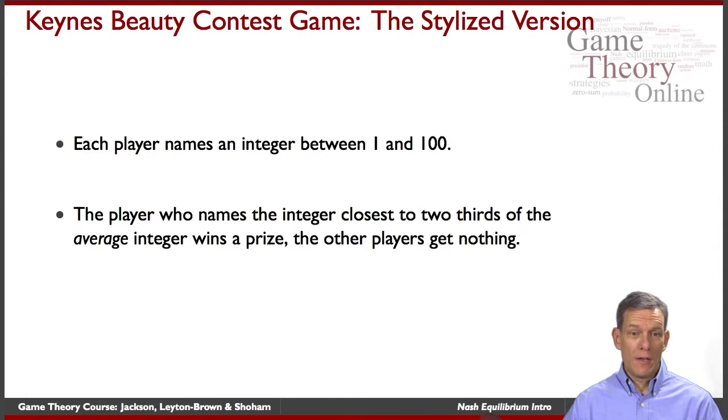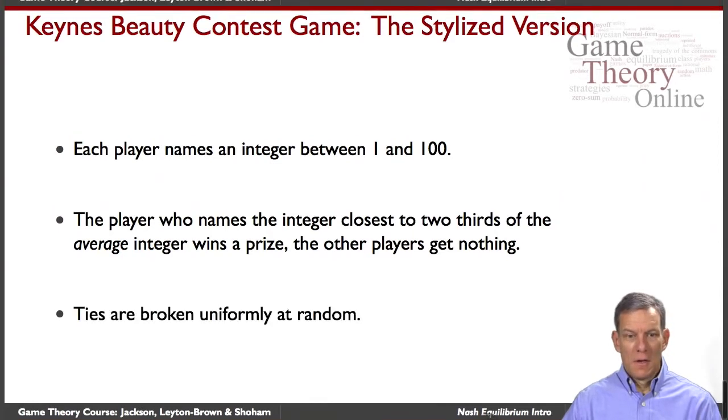Players are going to move simultaneously, and the player who names the integer that's closest to 2/3 of the average integer wins a prize, and the other players get nothing. So to win this game, you have to guess the average and then 2/3 of it, right? So you want to be right at 2/3 of whatever the average guess is. So a little bit below the average guess.